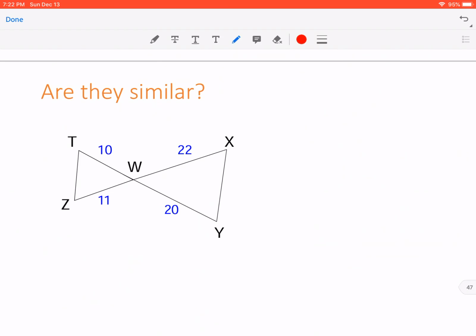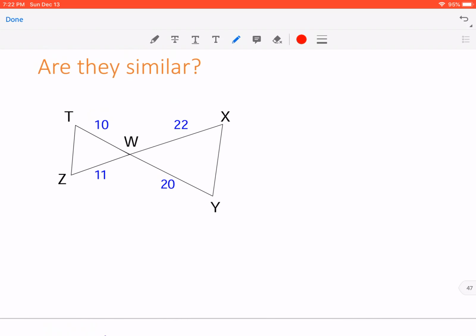All right? Again, be careful with this one. I see vertical angles, so they both have angle W in common. But the question becomes, who does 10 go with? The 22 or the 20?